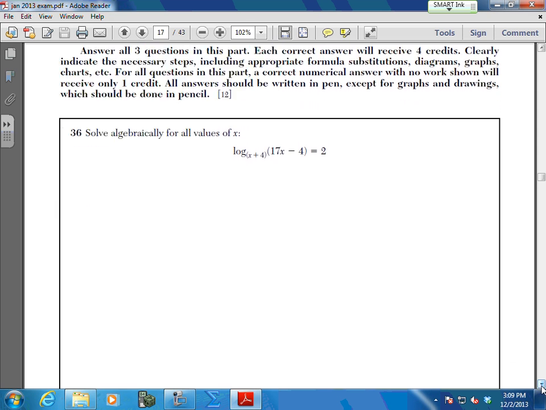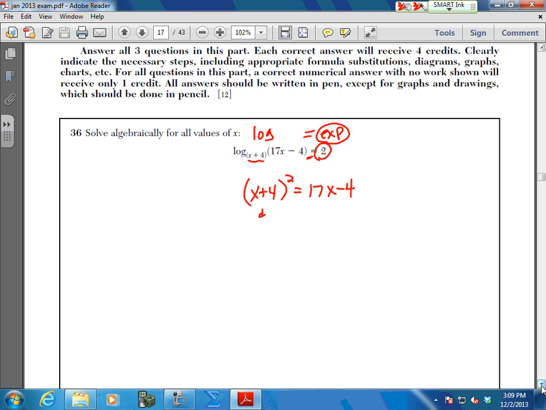Now our problems start to get a little bit harder. Here's a log problem. Easiest way to do logs is to say log equals exponent. The base of your log is this thing down here. So it's the base of my log. There's my exponent right here. 2 equals this mess. Now, that is the setup. Log equals exponent. Take the base of your log, raise it to the exponent, equals the 17x minus 4.